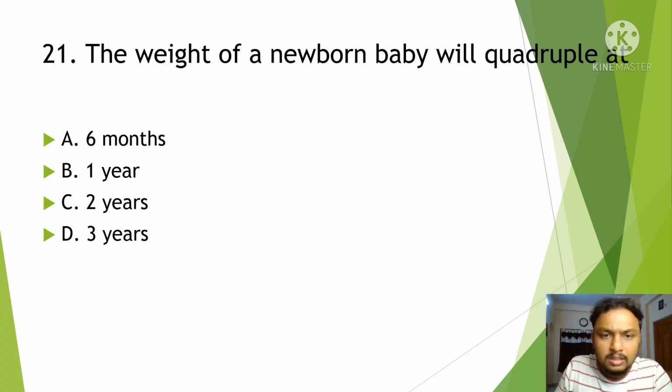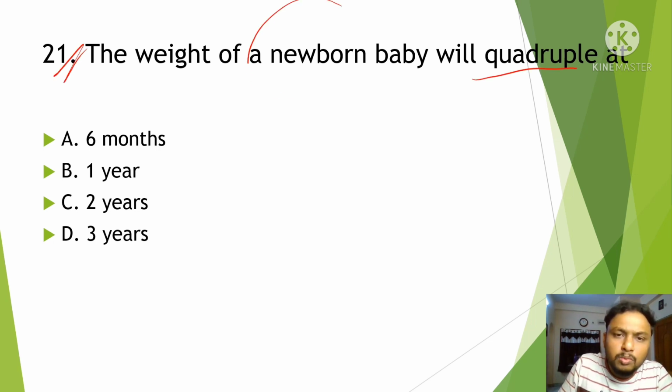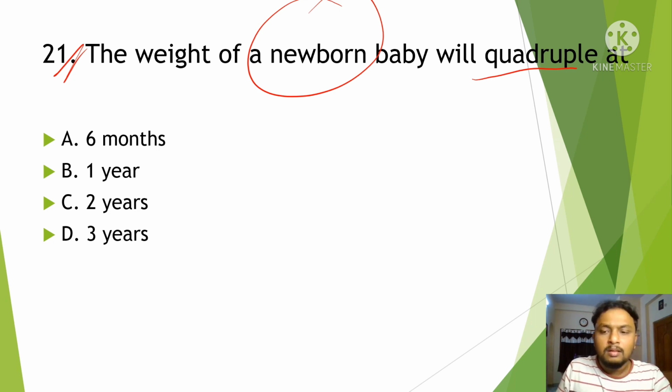And next, weight of a newborn baby will quadruple. Very, very important. Weight of a newborn baby will be quadruple. Options are A 6 months, B 1 year, C 2 years, D 3 years. Write your answer in the comment box. Okay, weight of a baby will quadruple is a very important question.